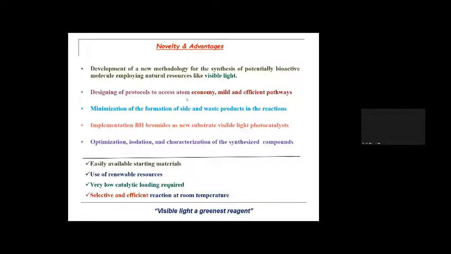Novelty and advantage. The present development of new methodology for the synthesis of potentially bioactive molecules employs natural resource like visible light, and designs a protocol to access an atom economical, mild and efficient pathway, with minimization of formation of side products and waste products in the reaction, implementation of BH bromide as a new substrate under visible light photoredox catalysis, optimization, isolation and characterization of synthesized compounds. All the starting materials are easily available, and it uses renewable resources. Very low catalytic loading is required, and selective formation of product occurs.